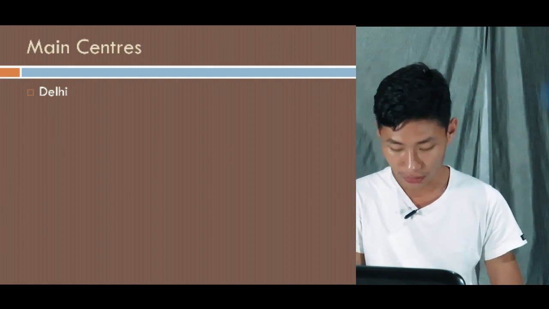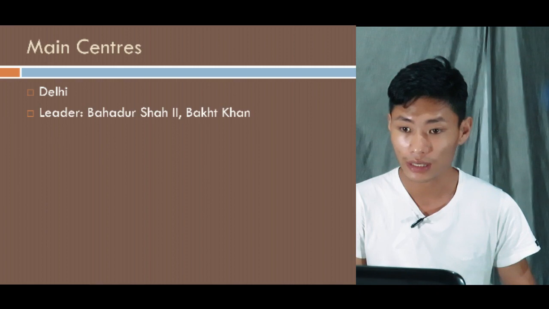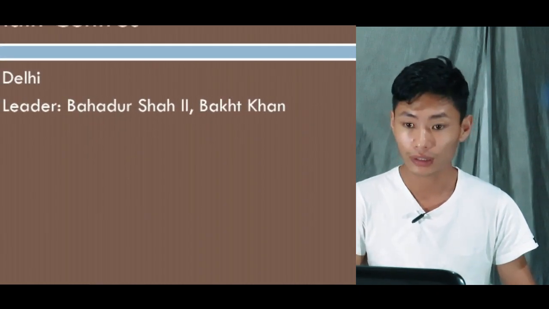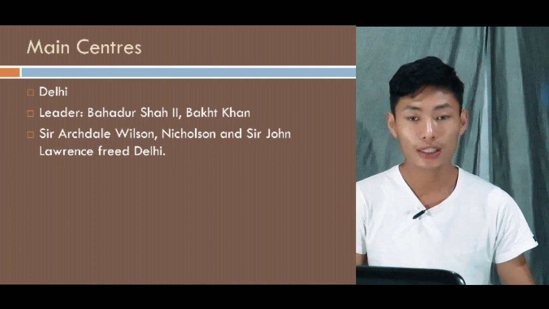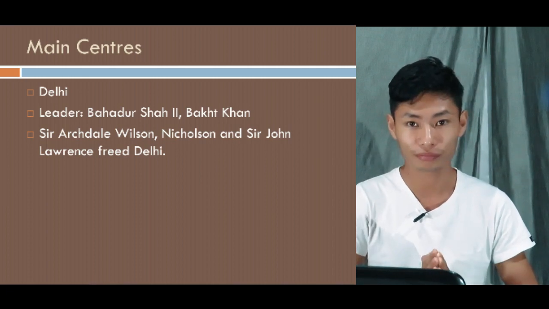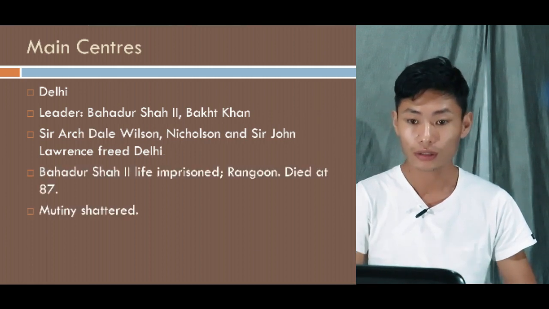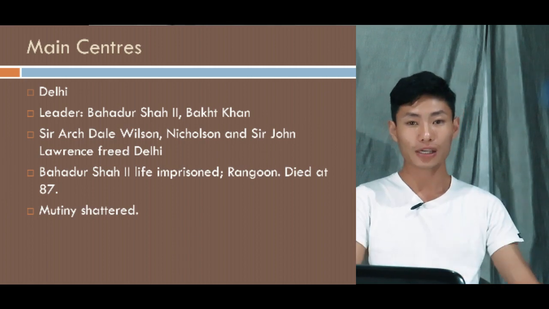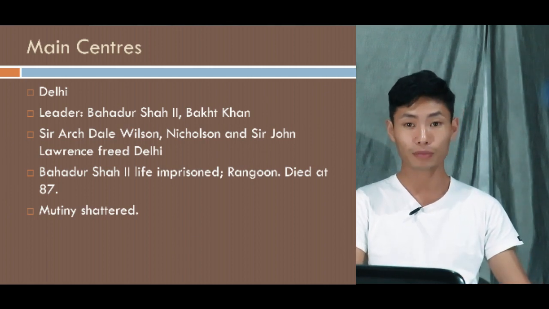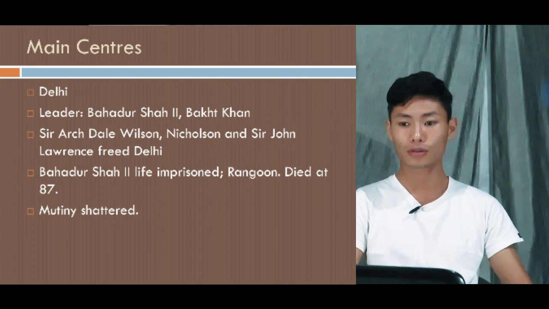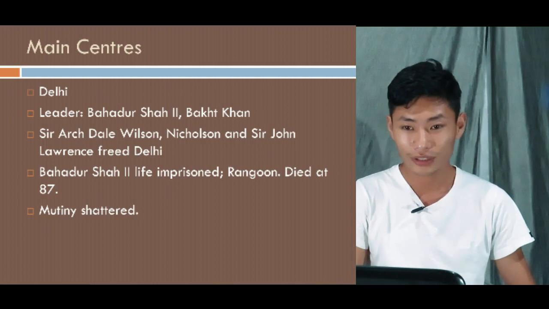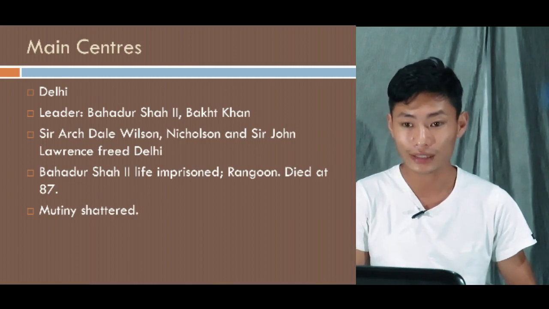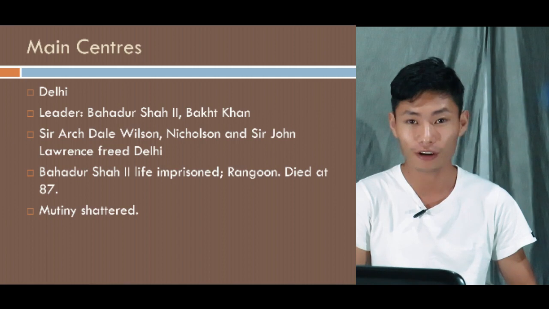So in Delhi, the leaders were Bahadur Shah II and Bakht Khan. And Sir John Archdale Wilson, Nicholson, and Sir John Lawrence, the military officers, freed Delhi. They also arrested Bahadur Shah II, and he was given life imprisonment, and later he was sent to Rangoon, where he died at the age of 87. Literally, the recapture of Delhi and the death of Bahadur Shah broke the back of the mutiny.